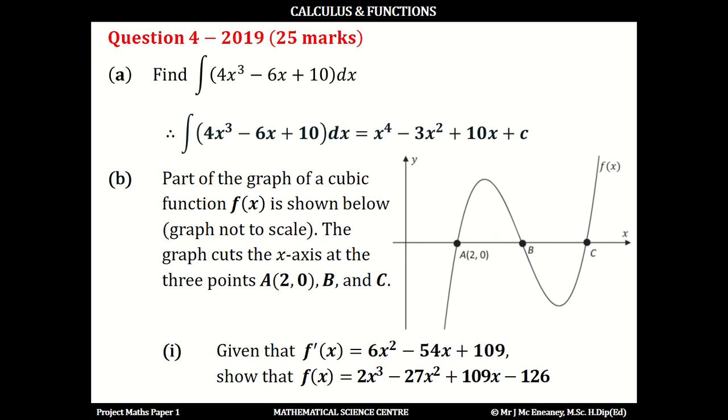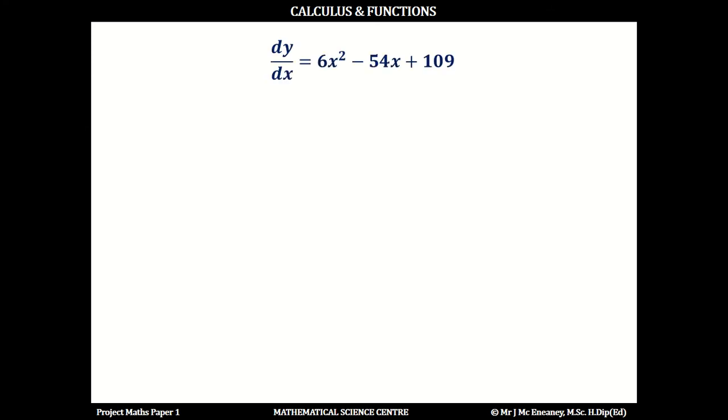So we have the derivative, so we're told that dy dx does equal 6x squared minus 54x plus 109. So to find the original function, we're going to have to integrate both sides. If you integrate dy dx, this just gives y, and on the right hand side, if we integrate the 6x squared minus 54x plus 109, so first of all, if you integrate 6x squared, this gives 6x cubed all over 3, which simplifies to 2x cubed. If you integrate minus 54x, this gives minus 54x squared over 2, which simplifies to minus 27x squared. And if you integrate 109, this gives 109x.